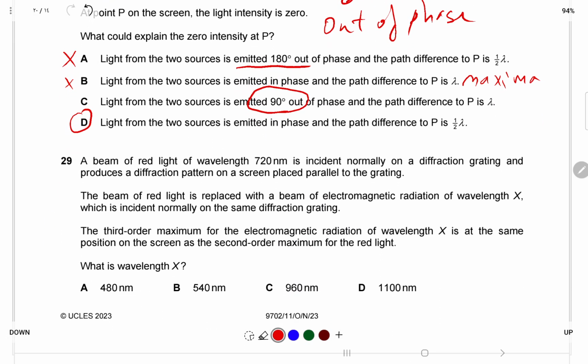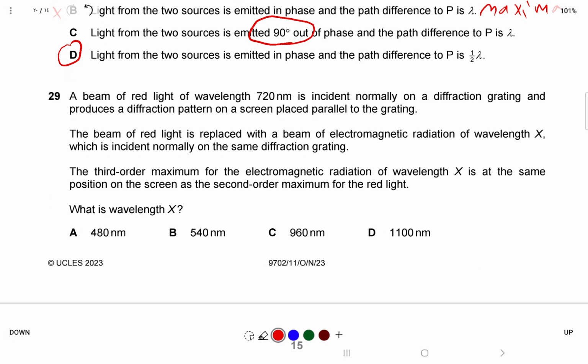Okay, now question number 29. A beam of red light, wavelength 720 nanometers, is incident normally on a diffraction grating and produces a diffraction pattern on a screen placed parallel to the grating. The beam of red light is replaced with a beam of electromagnetic radiation of wavelength X, which is incident normally on the same diffraction grating.